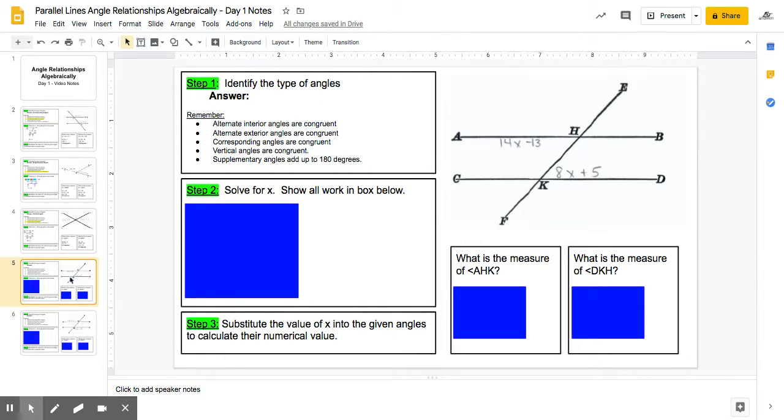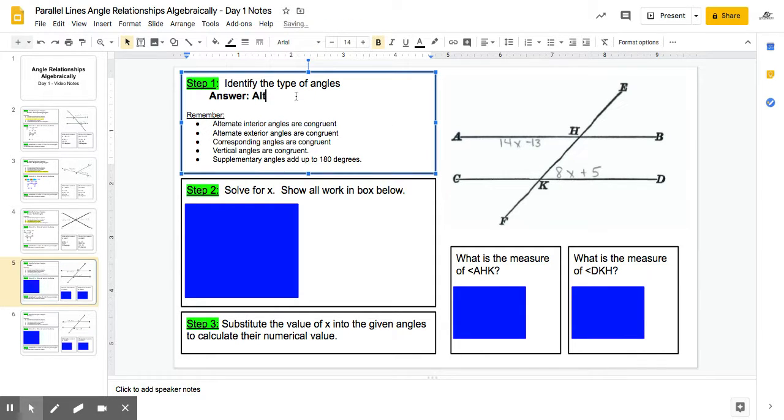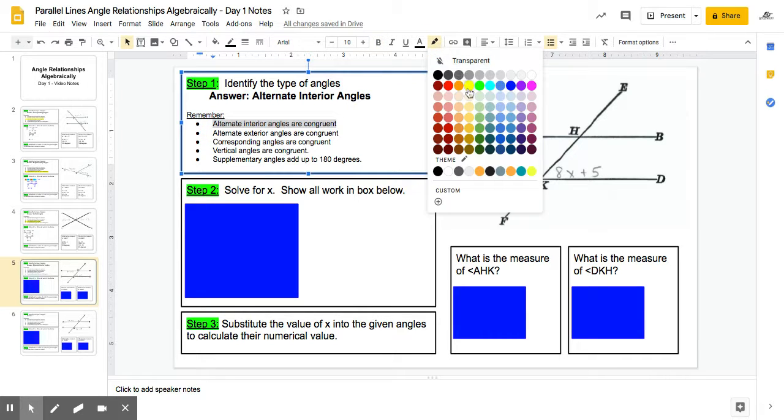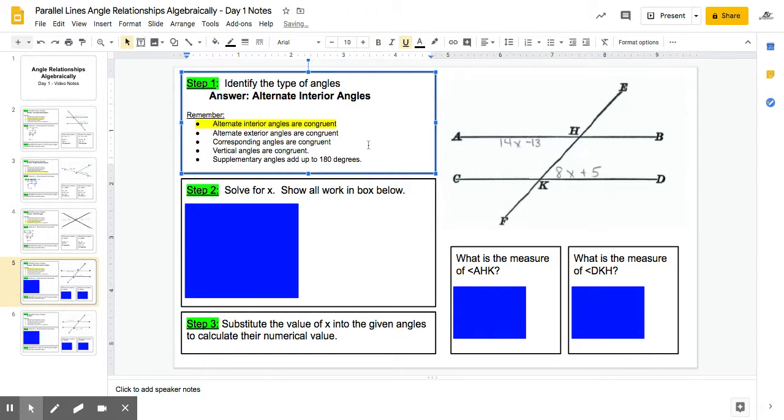Okay, next one, identify the type of angles first. We have this angle 14x minus 13 and this angle 8x plus 5. Well, these two angles are in the interior, or the inside, of these parallel lines, and they're on opposite sides of the transversal, which makes them alternate interior angles. What do we need to know about alternate interior angles? The important piece of information is that alternate interior angles are congruent, which means they're equal to each other.